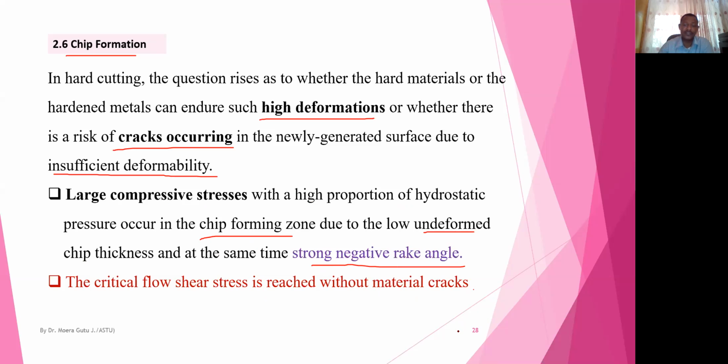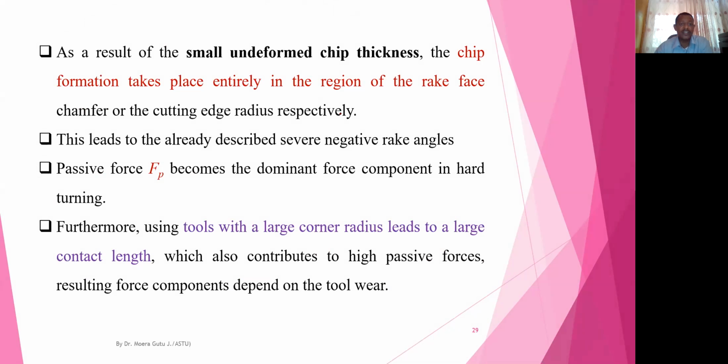If you have this, large compressive stresses will be reduced and the deformation is very easy, and the undeformed chip thickness is very small. The depth of cut is very small, and you can use a strong negative rake angle. You can easily machine by hard cutting, hard drilling, or hard turning techniques. As a result of small undeformed chip thickness, the chip formation takes place entirely in the region of the rake face, chamfer, and the cutting edge radius respectively.